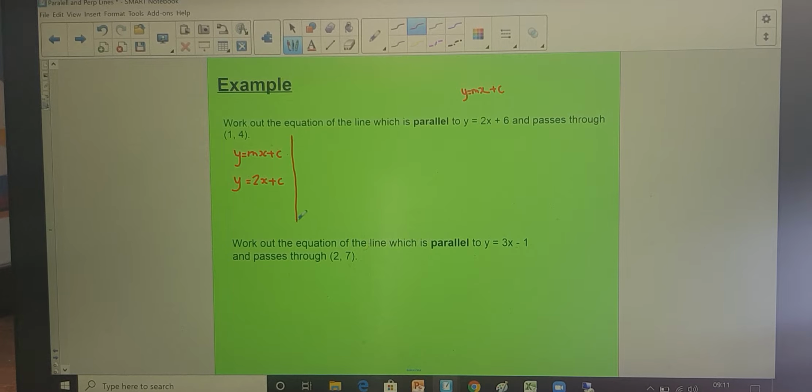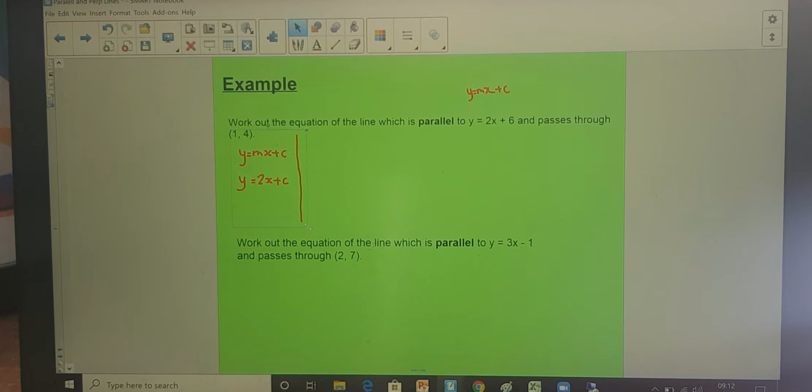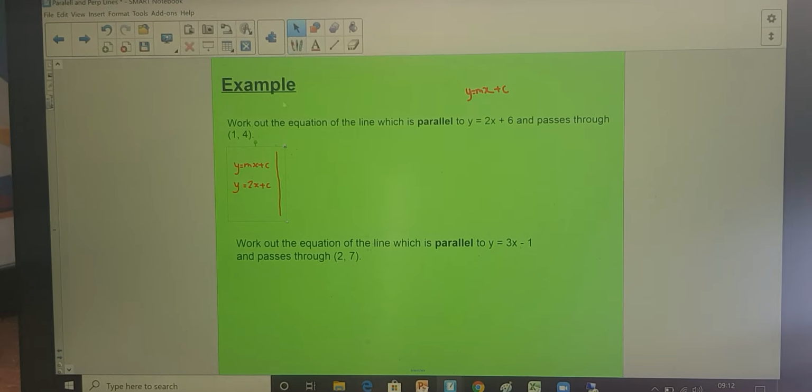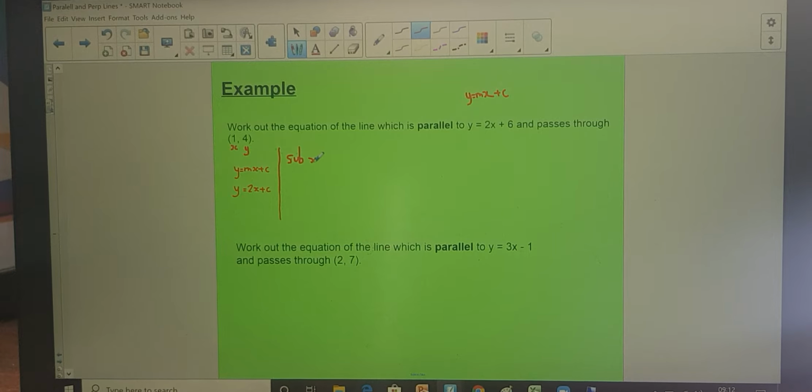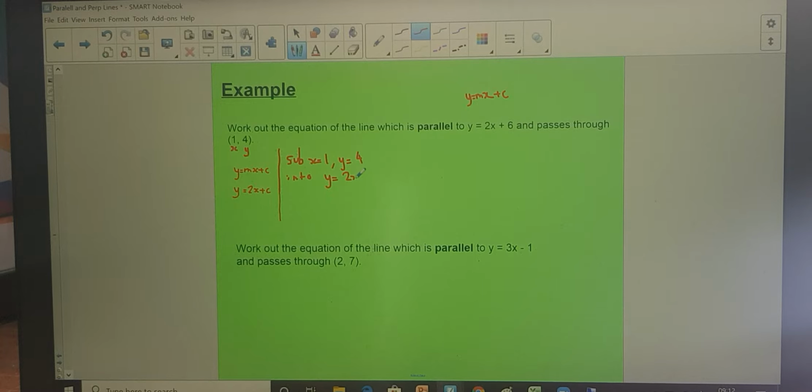Well, that's where we'll use this piece of information here. This is my x-coordinate. This is my y-coordinate. So I'm going to substitute in x equals 1, y equals 4 into y equals 2x add c, because I don't know what my y-intercept is.